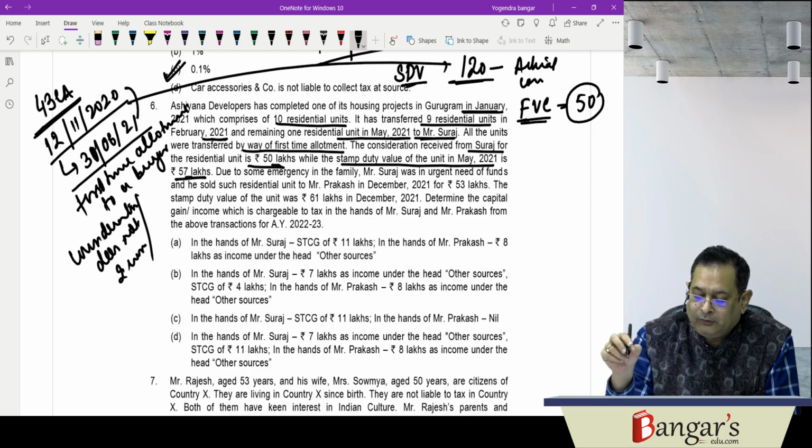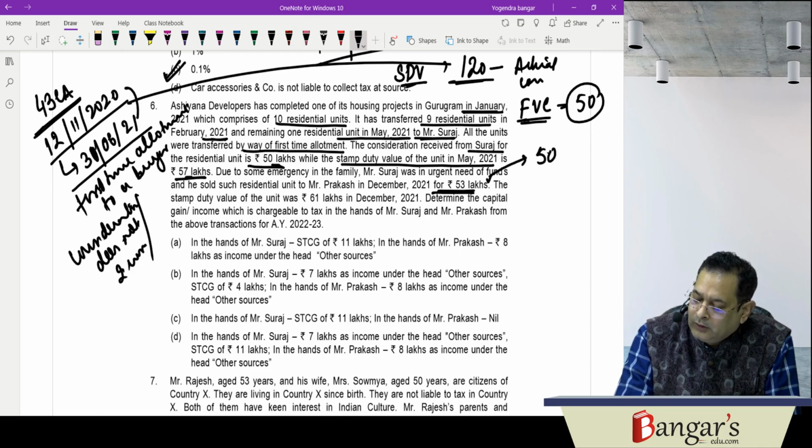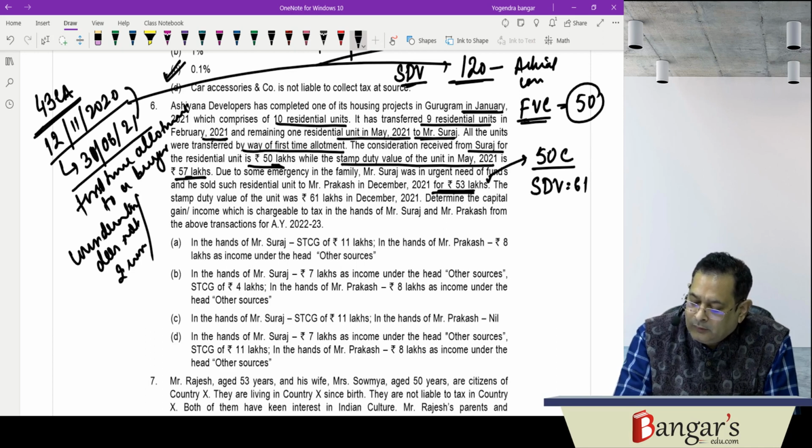What happened subsequently? Due to some emergency in the family, Mr. Suraj was in urgent need of funds and he sold his residential unit to Mr. Prakash in December 21 for 53 lakhs. Now here, the section 50C provisions are applicable. The stamp duty value at that time was 61 lakhs.